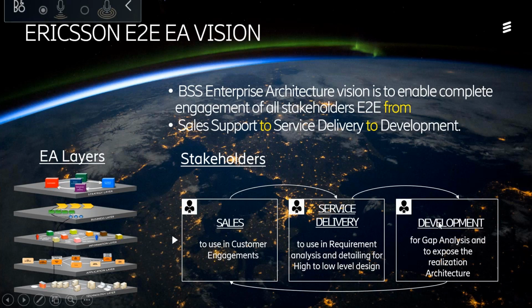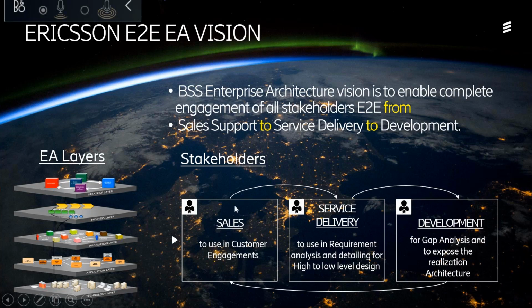How do we do this? We have produced a lot of artifacts and content, and we start with sales, where we use this in customer engagements. That gives us a lot of added value because we are using a common ontology before the customers, and we use a lot of TMF standards and other standards, so that the customers also understand the language. We expose the various capabilities that we produce out of the box from Ericsson, and it becomes a very important tool for us to engage in sales discussions.